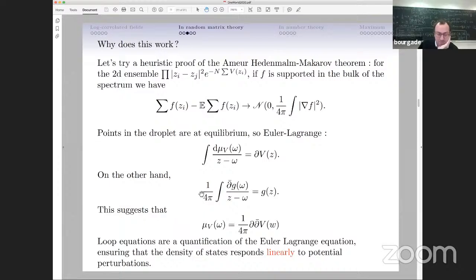On the other hand, there is a nice equation: a function g is always, in dimension 2, equal to the integral of its anti-holomorphic derivative divided by z minus w. And this is the same thing as saying that the log is the inverse of the Laplacian in dimension 2, just by integration by parts. If you look at these two equations, what does that suggest? Well, that suggests an easy formula for the equilibrium measure mu V. It suggests that mu V is nothing but the Laplacian of V, because if you plug dV in for g here, you end up with this. So typically the equilibrium measure will be given by the Laplacian of V.